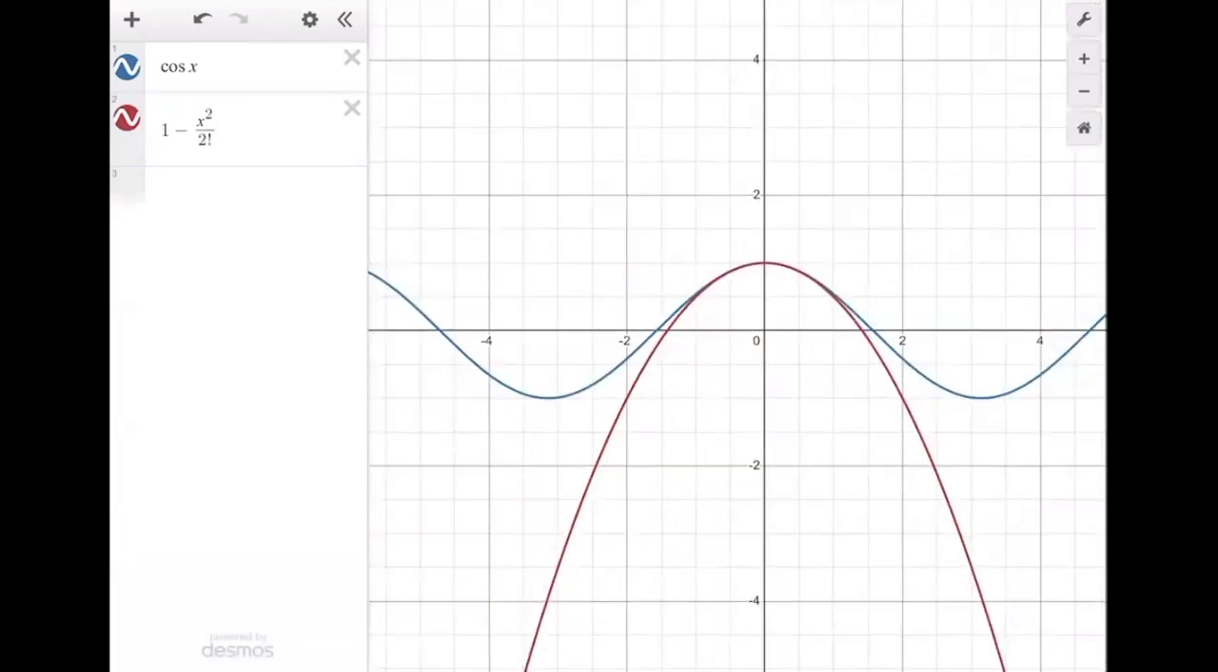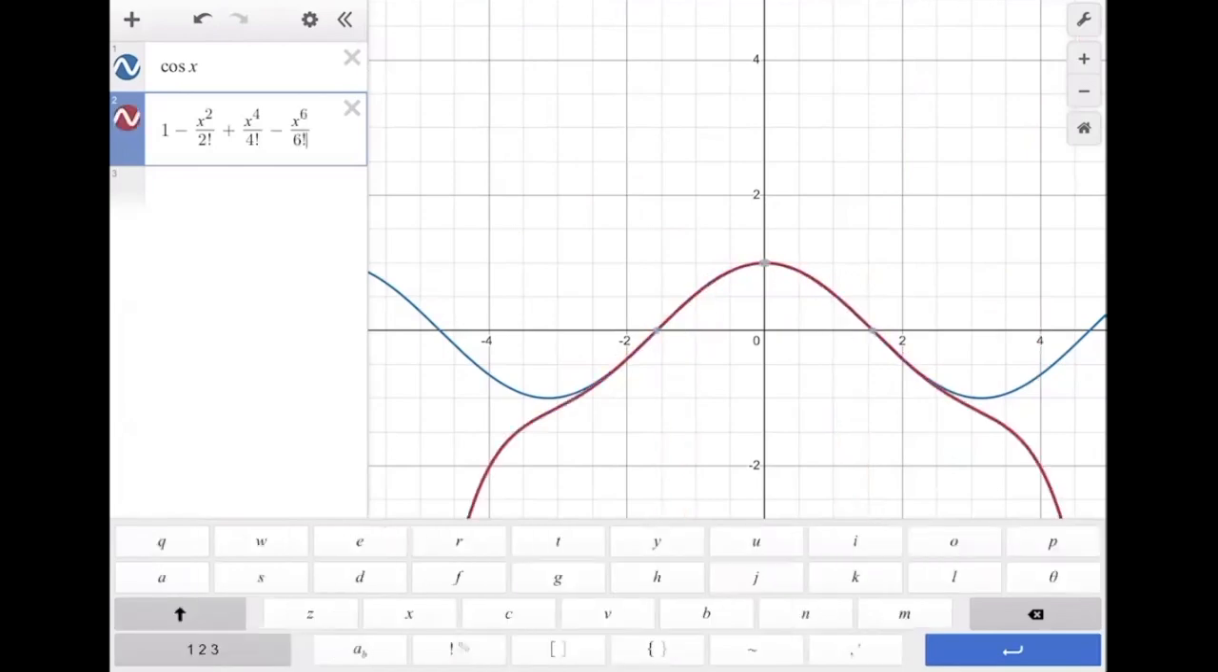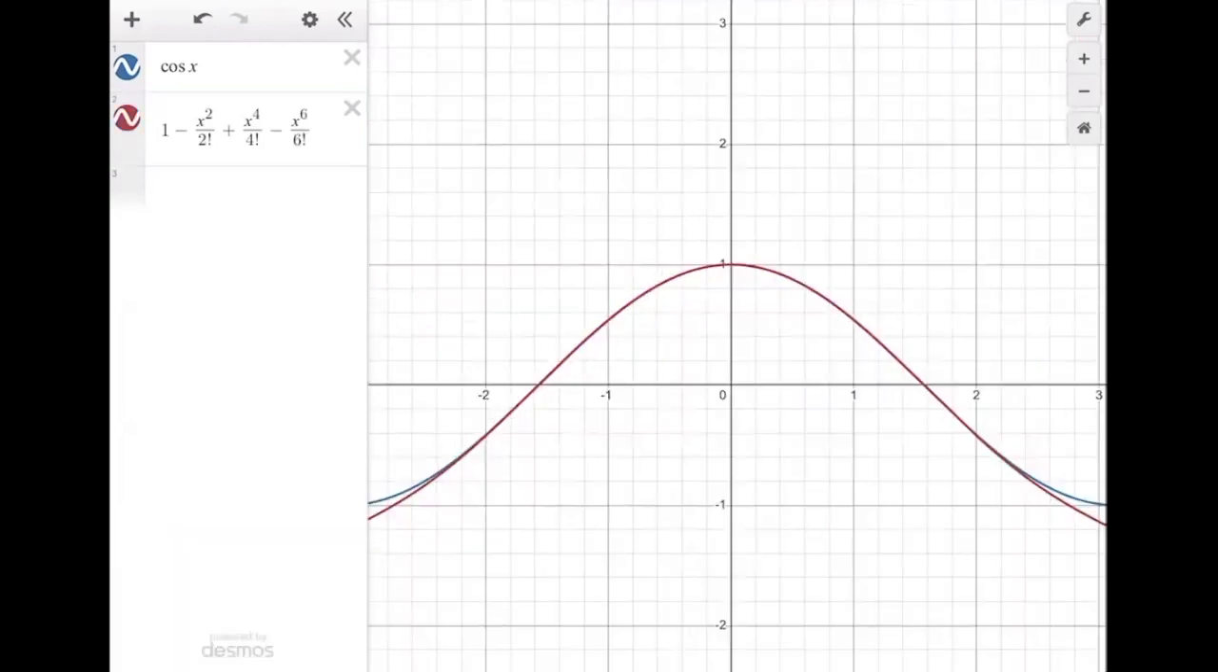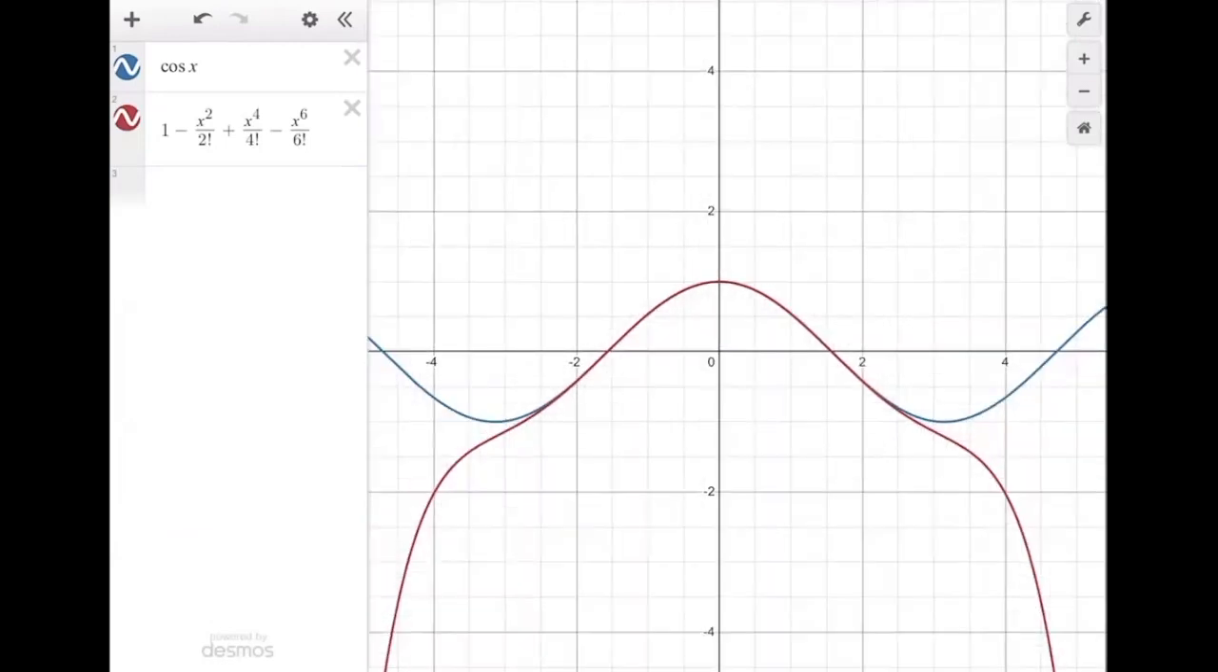And when you're near 0, the graph of cosine looks so much like 1 minus x squared over 2 factorial. And let's just keep going. So plus, I'll do a couple more terms, x to the power of 4 over 4 factorial, and then minus x to the power of 6 over 6 factorial. And if you look at the two graphs, now the overlap interval is even wider.